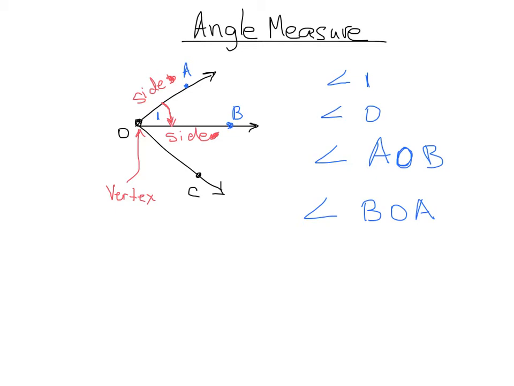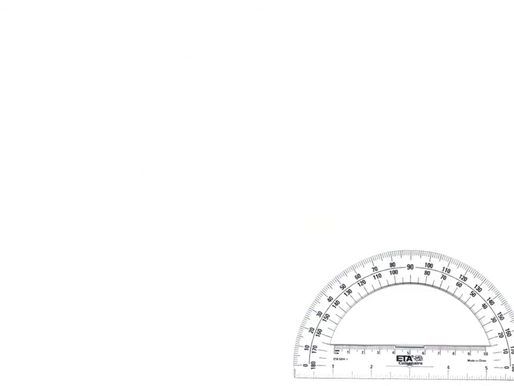Okay, but how are angles measured? Well, first of all, angles are measured using a unit called degrees. And I would like to make sure you understand what a degree is. A degree is 1 out of 360 of the rotation of a circle. So let's write that down, 1 out of 360 of the rotation of a circle.